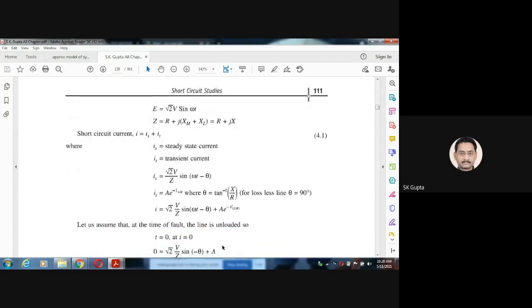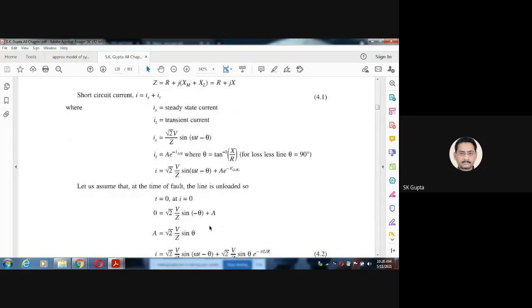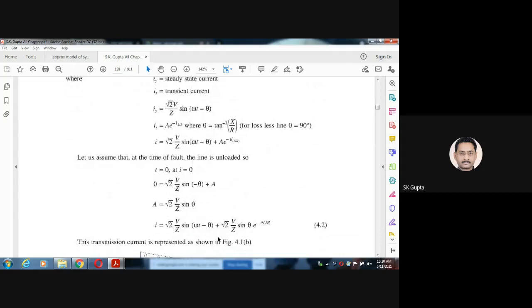So here this is the forced net current, and putting the initial condition at t = 0, the current is 0. Put it here. At t = 0, in the starting there is no current. Suppose the system is open circuit at t = 0. So put t = 0 here, and we can find the value of A. This value of A we put here, and finally this equation will be there, and we can draw this equation like this.